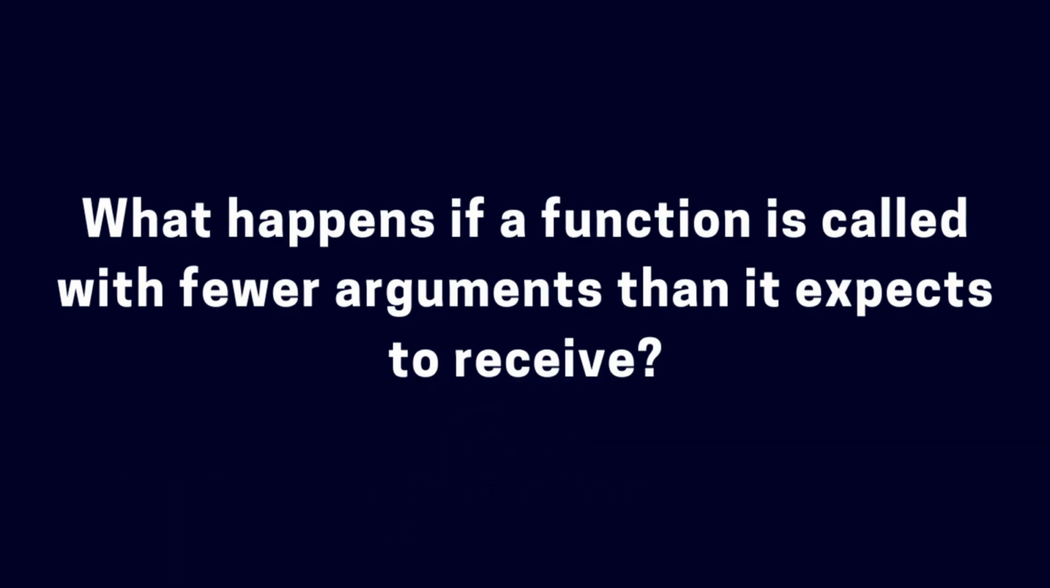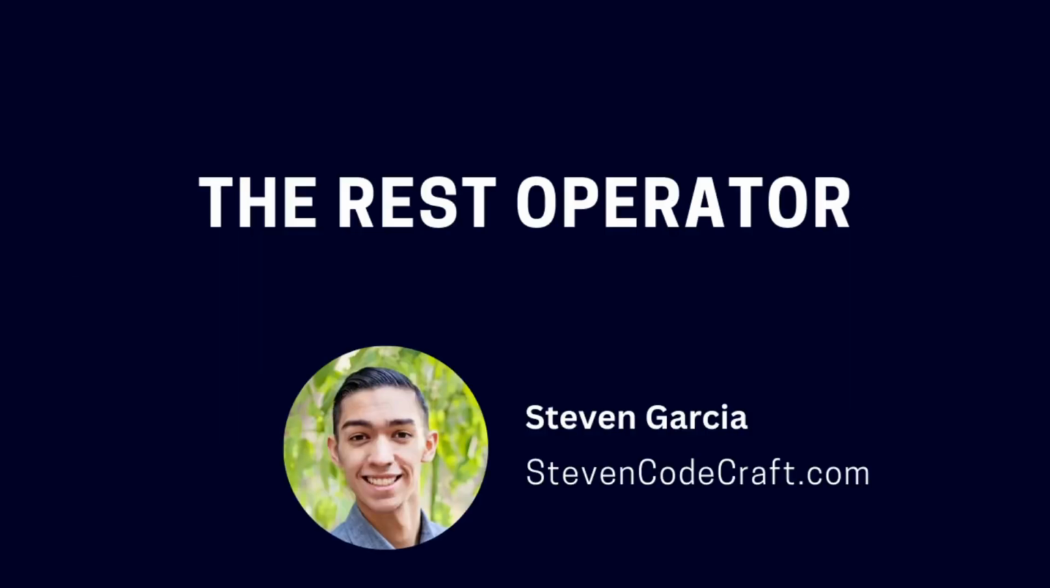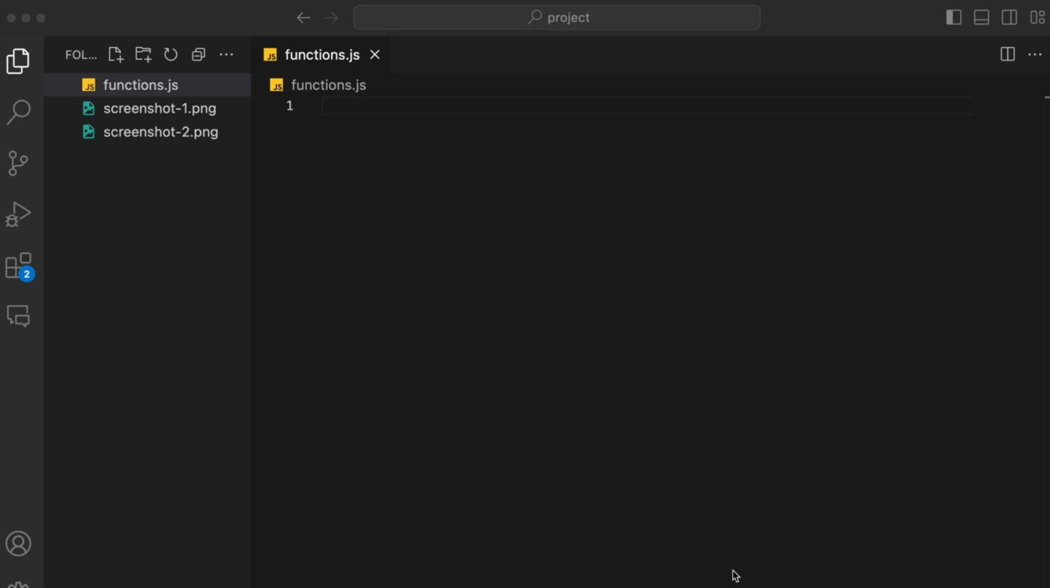If a function is called with fewer arguments than it expects, then the parameters that you didn't supply a value to will be assigned the value of undefined by default. This could lead to unexpected results in your functions. Previously, we covered the spread operator, which is used for cloning objects in JavaScript.